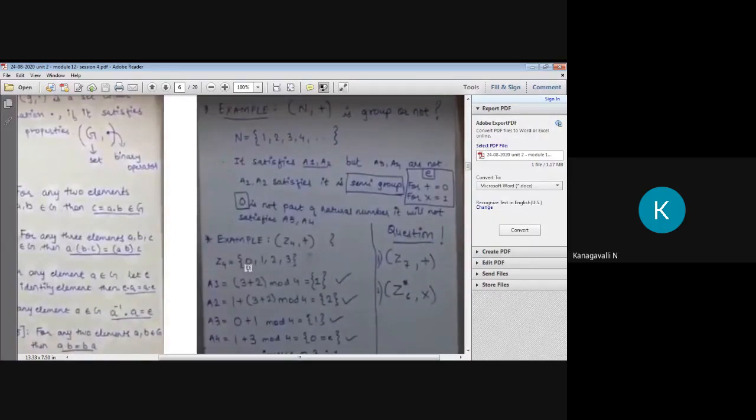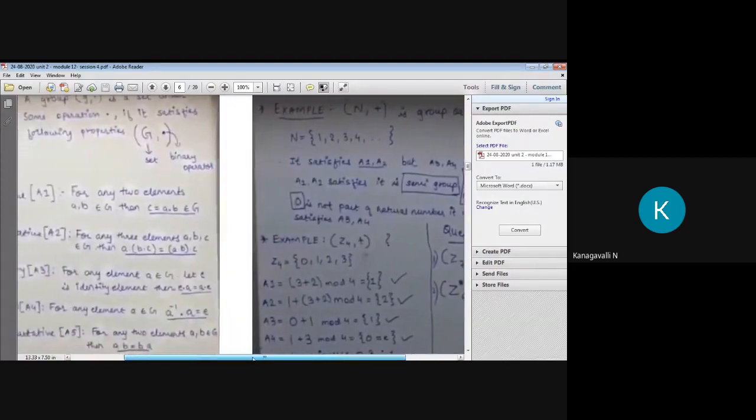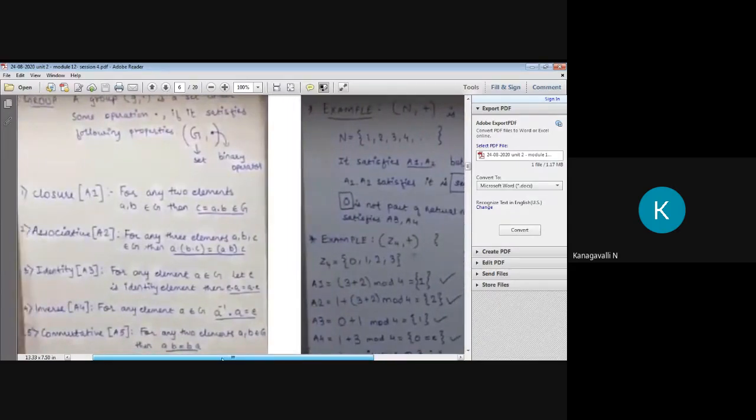So I am writing here, start with 0, 1, 2, 3, 4. Oh, sorry, 0, 1, 2, 3. So all the group elements have only these 4 integers, right? So you can check your property of A1. What is the first property? A1 is the closure property, right?